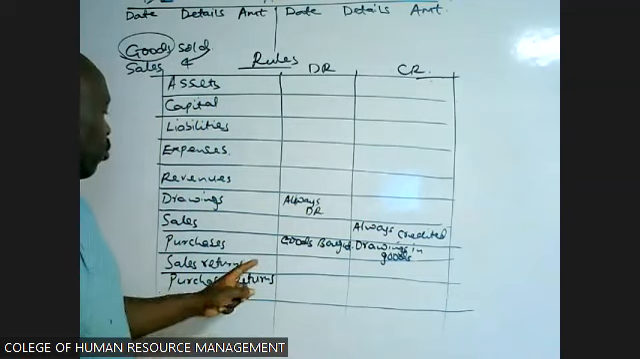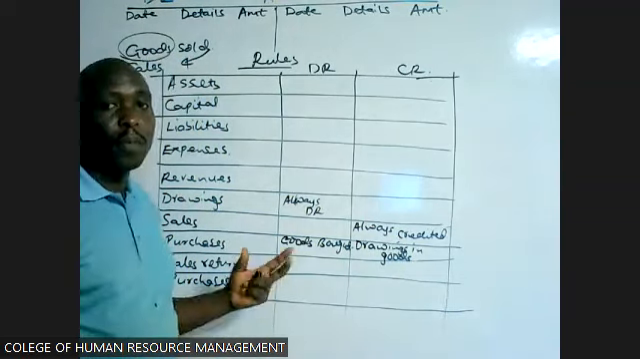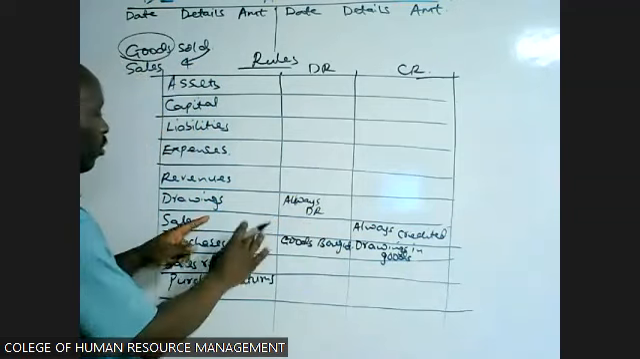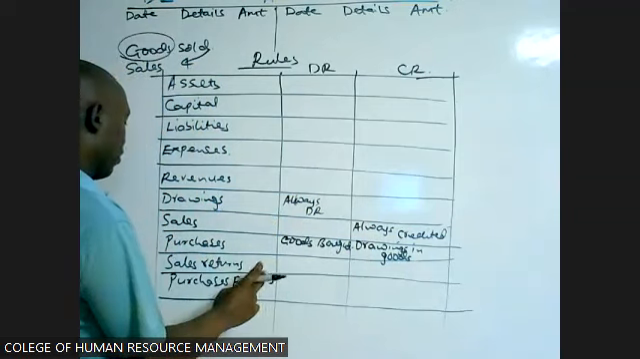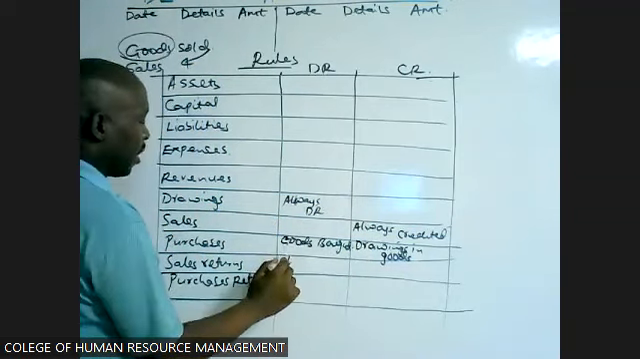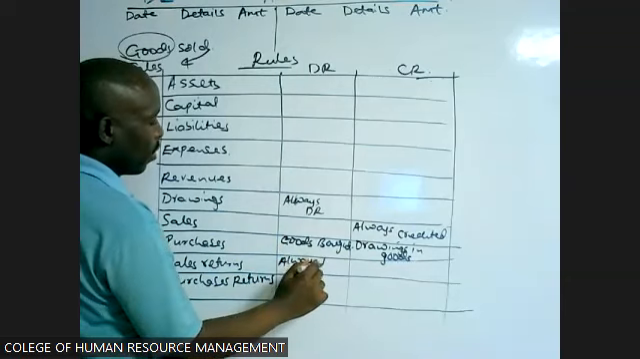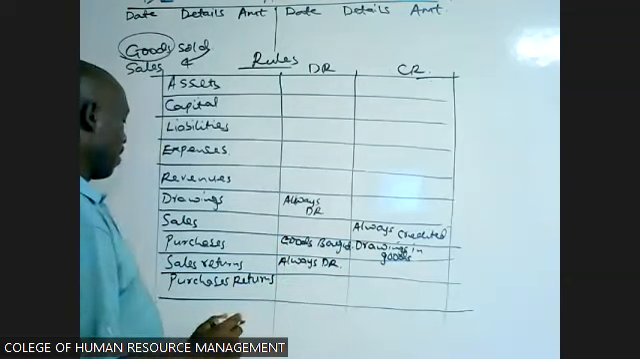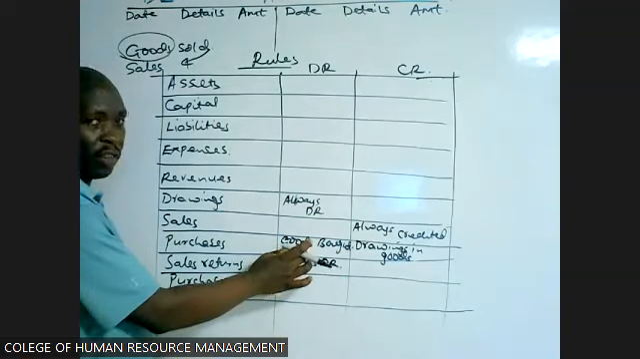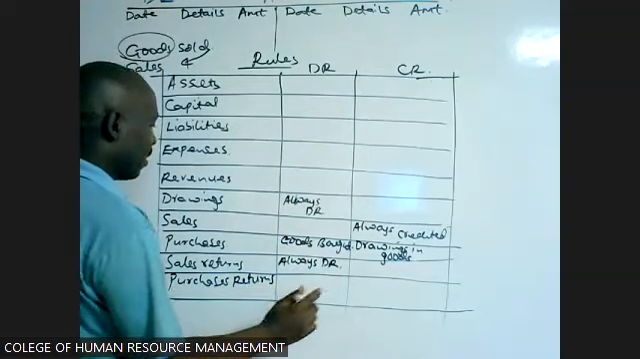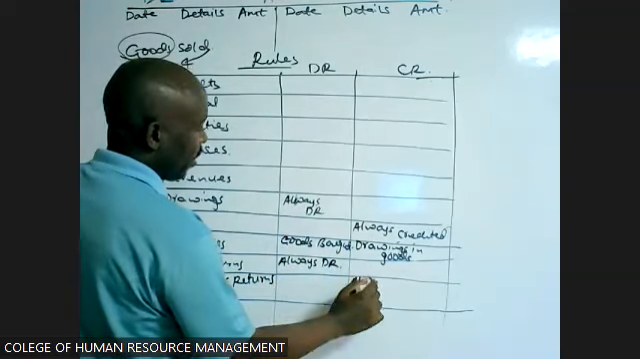And now here, these two are the opposite of this. Sales is always credited. Sales returns is always debited. Purchases, in most cases, is debited, but purchases returns is always credited.